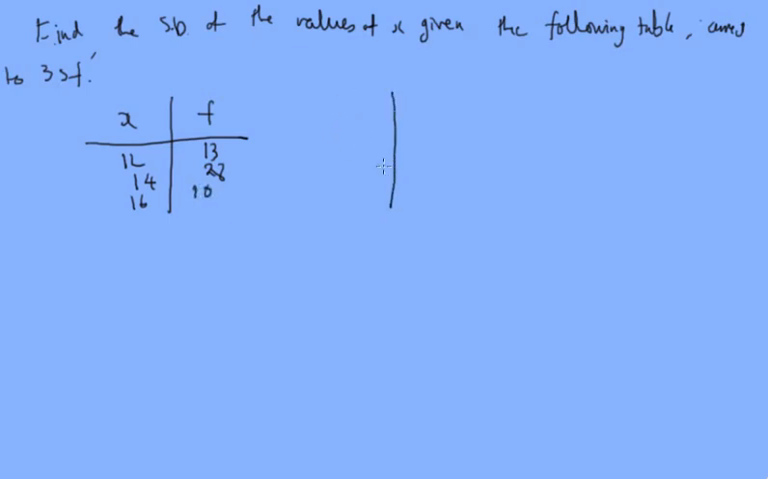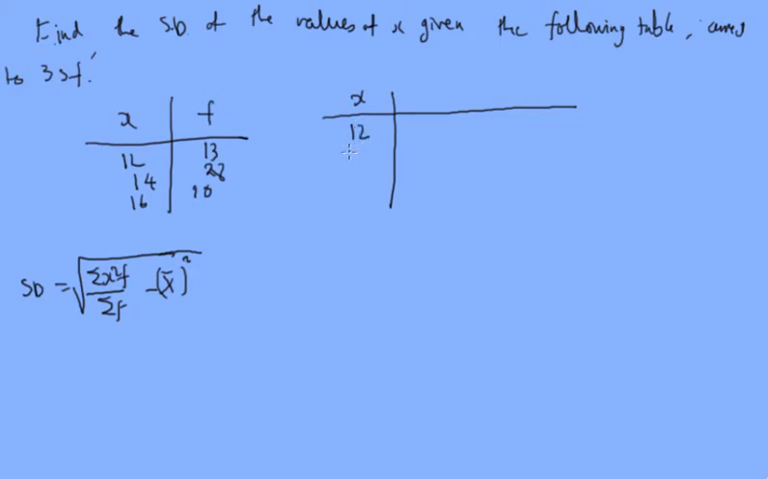We're going to use for this one the equation: standard deviation is the square root of the sum of x squared f over the sum of f, minus the mean squared. So let's get our values for x, which we know is 12, 14 and 16, and our values for f, which we know to be 13, 28 and 10. Let's now do it. We need to find x times f. So 156, 392 and 160.